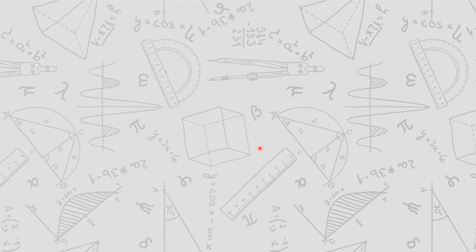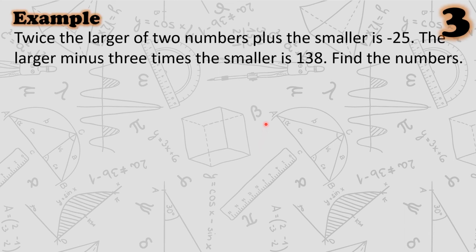This time, let us apply this solution in a word problem. Example number 3. Twice the larger of two numbers plus the smaller is negative 25. The larger minus 3 times the smaller is 138. Find the numbers. Here is our solution.